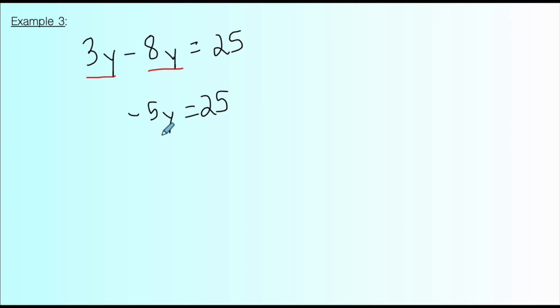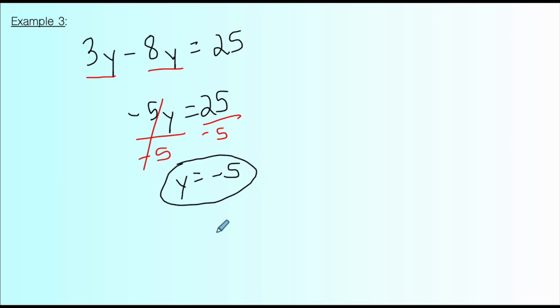So now I have a shorter expression. Now it's just like a nice easy one-stepper. Negative 5 times y, I'm going to divide by negative 5. That's the inverse. So divide by negative 5 on this side, and I'm left with y is equal to negative 5. Positive divided by a negative is a negative. 25 divided by 5 is 5. So when possible, if you have like terms on either side of the expression, it's a good idea to, before you do anything else, combine them, put them together, and then solve your problem.